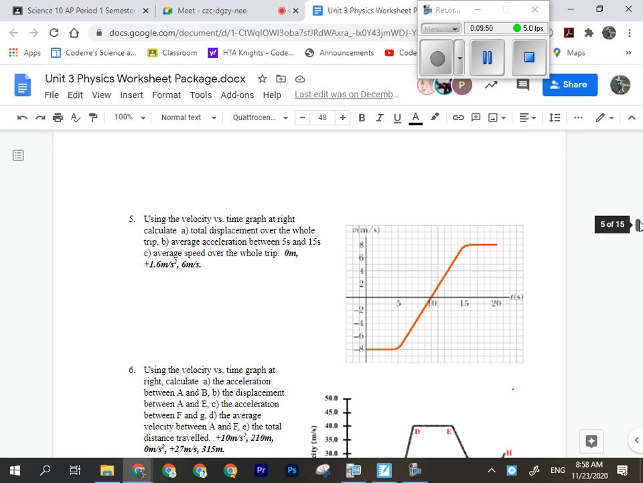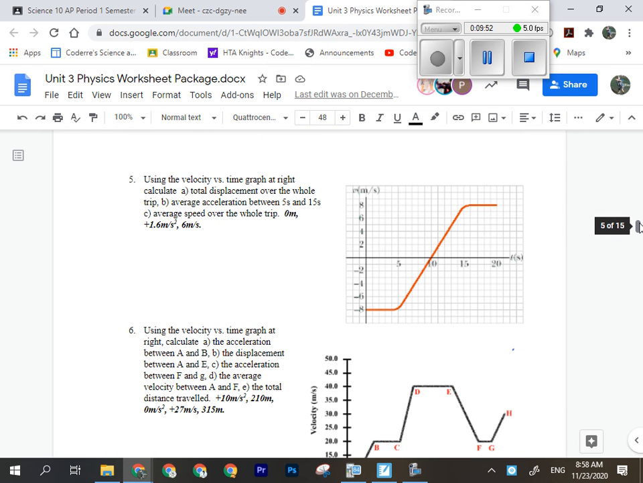All right, so for now, let's start on page 5 of the digital workbook, question number 5. I'll put that one up bigger here. That's the one I want you guys working on for the next little bit.